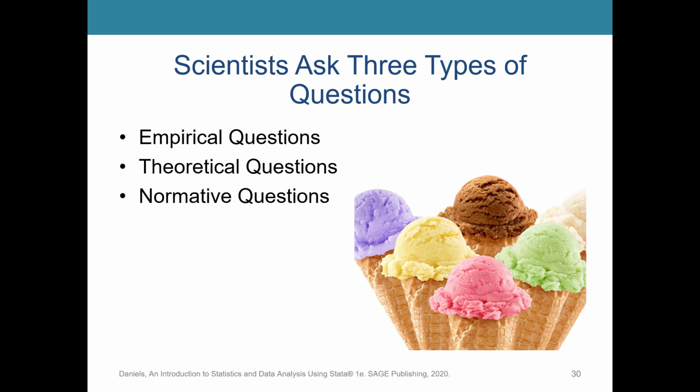In this part of the lecture, we'll talk about the three types of questions that scientists commonly ask. I like to think of this as the different flavors of questions. So we have the empirical questions, the theoretical questions, and the normative questions. And if you're going to write a survey or do research, you should understand that when we ask a question, they do have different flavors.